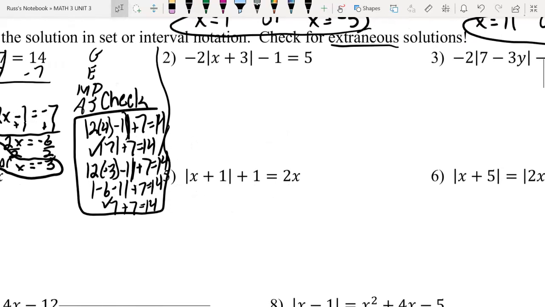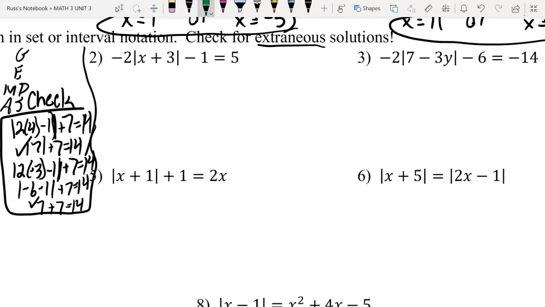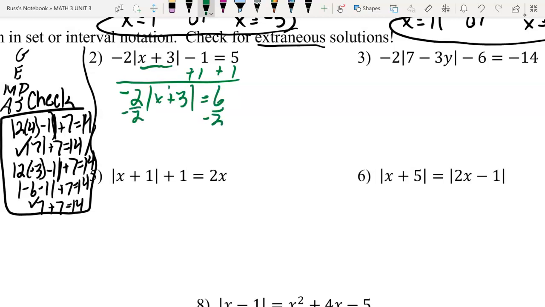All right, number 2. Again, I'm going to do this in a different color. Again, we have this problem where you have to get rid of some stuff. We've got the absolute value. We have to get it alone because it's in a grouping symbol, so we have to get rid of everything not in the grouping symbol. So plus 1, negative 2, absolute value of x plus 3 equals 6, divide by negative 2. So the absolute value of x plus 3 equals negative 3.